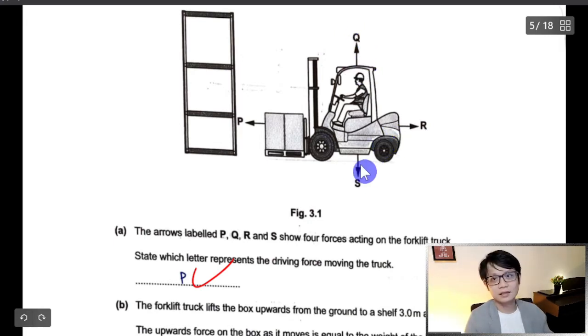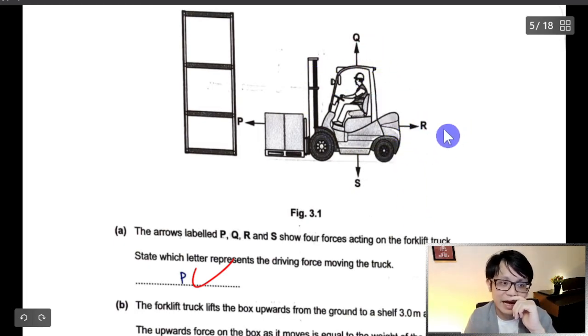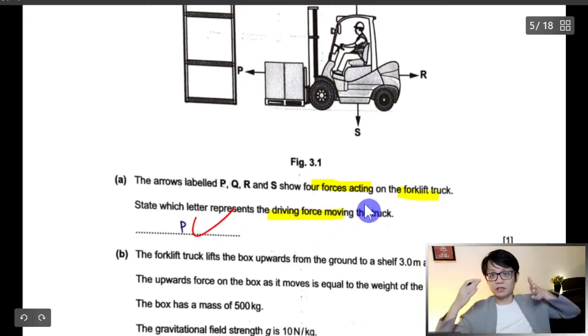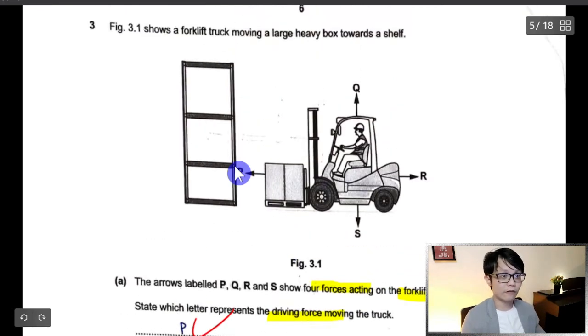Usually if the question has a balloon in the picture, we label it as upthrust, but this is not a balloon or plane, so it doesn't really matter. Usually R will be the friction, S will be the gravity, P will be the thrust or the force. The question: show the force acting on the forklift, representing the driving force of the truck. So the truck is driving in front, so the force is P.